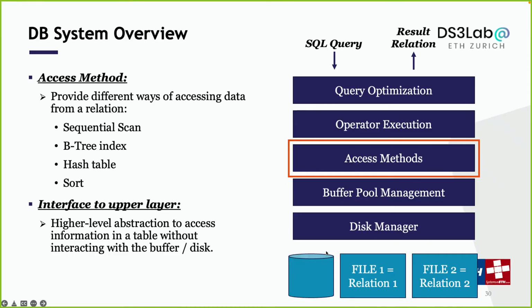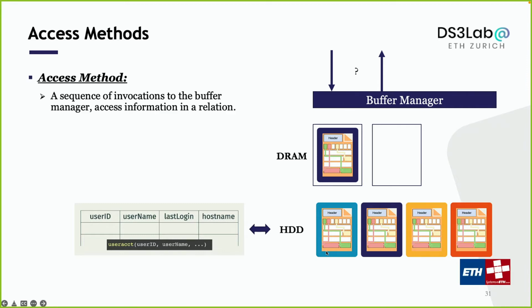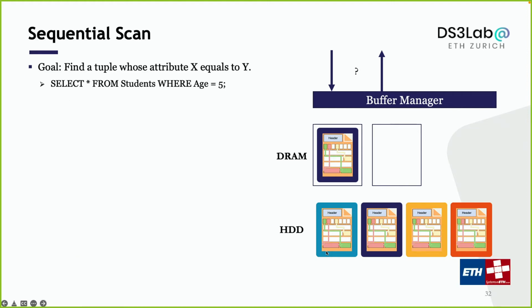So what do we have? Essentially, you have this relation, and it is mapped to a whole bunch of pages on your hard drive. We talked about it on Wednesday. And now we have this buffer manager to serve all those requests for accessing those pages. Every single access method, for example sequential scan, is going to be translated into a sequence of invocations to the buffer manager.